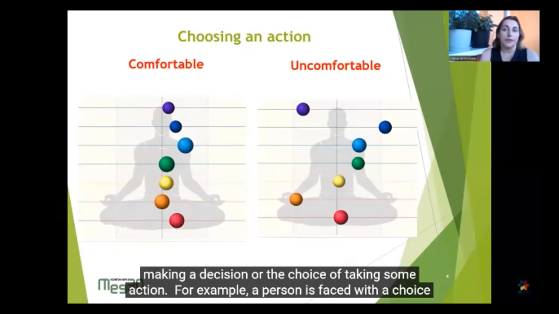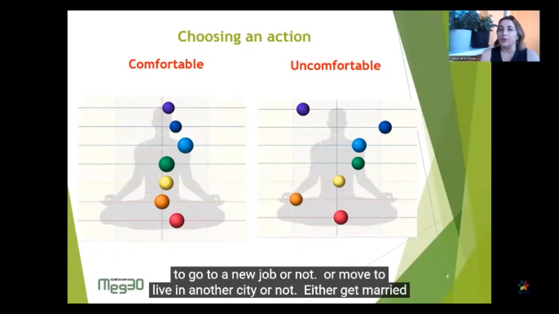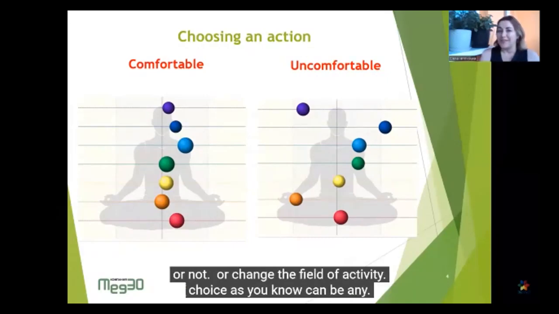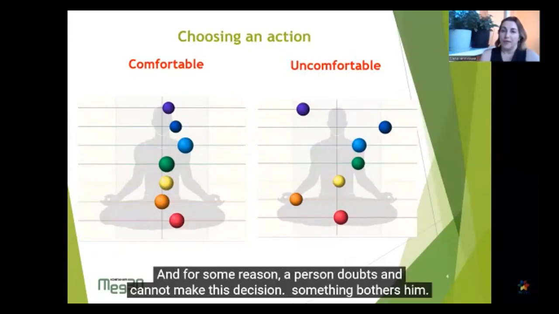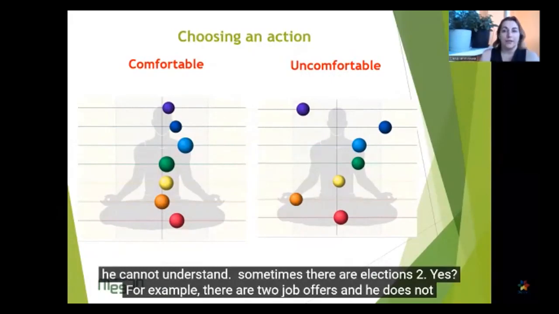For example, a person is facing some choice to go to a new job or not, or move to live to another city or not, etc. Or, for example, getting married, or changing the field of activity, changing jobs. Well, it can be very difficult. And for some reason, the person doubts and cannot make the decision. Something bothers him or her.